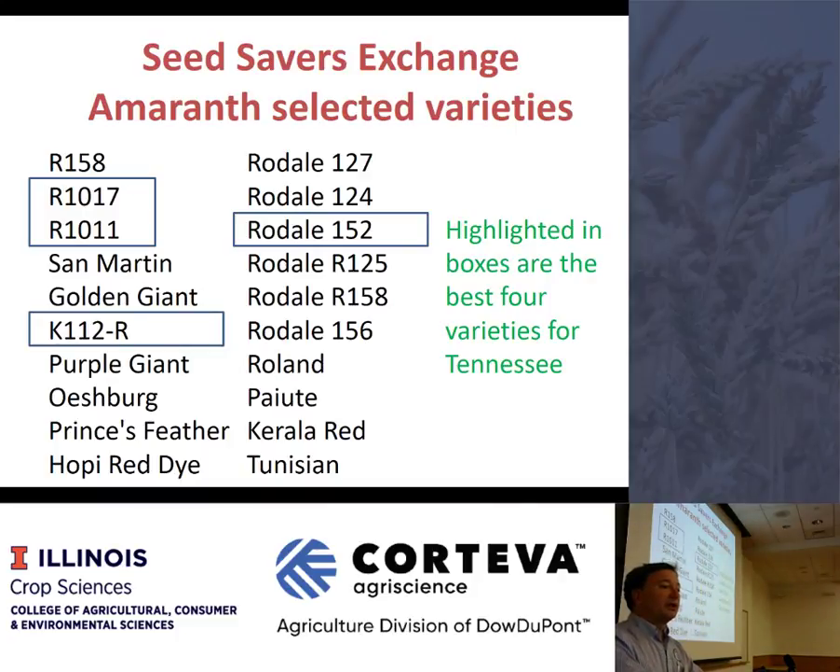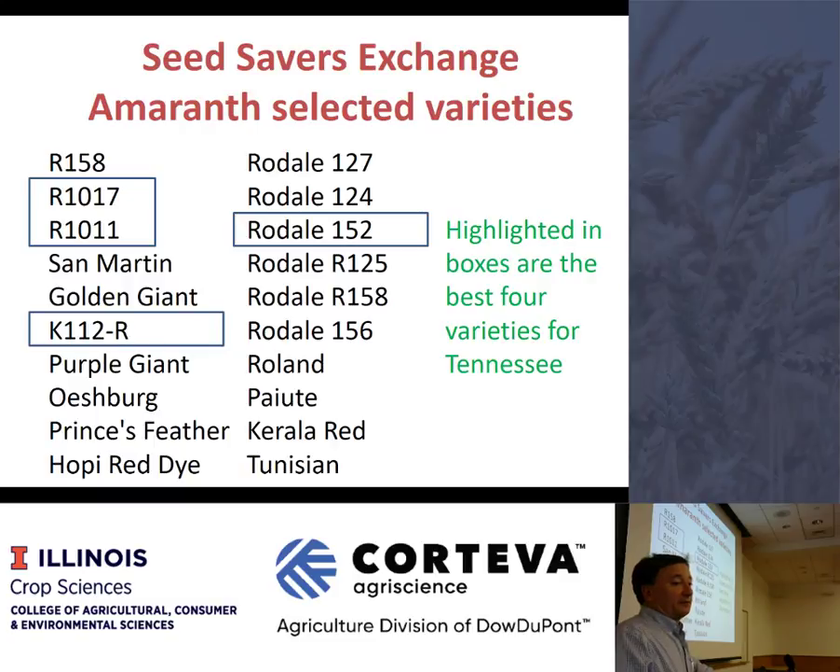It turns out that many of the varieties that worked well, the 4 that we selected for our strip trials, were originally bred in Pennsylvania under the Rodale farm, and they come with the R designation, or this K112, which was from a breeder set up in Rodale named Kaufman.